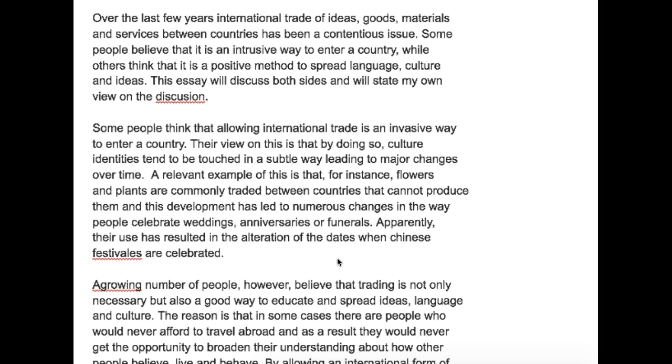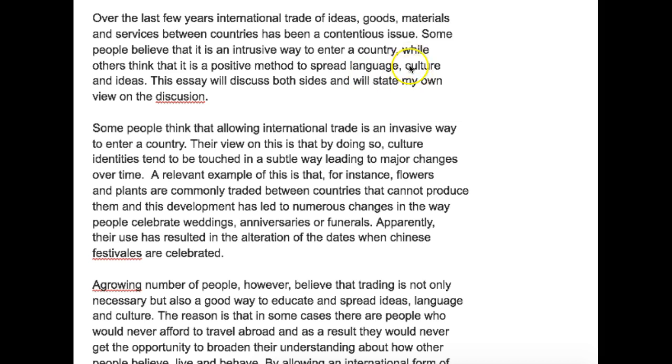Over the last few years, international trade of goods, materials and services between countries has been a contentious issue. Some people believe that it is an intrusive way to enter a country, or to sell into a country might be more accurate, while others think that it is a positive method to spread language, culture and ideas. Be careful about using words from the question, because you can't get any points. It's better to think of synonyms.